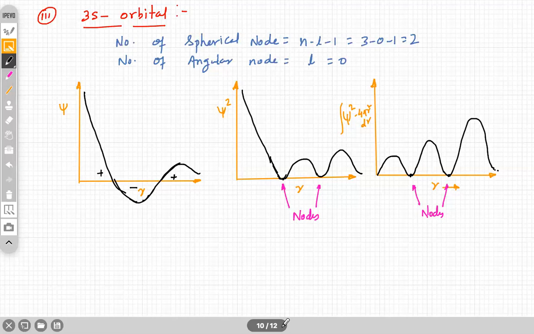Himanshu, which S orbital you are talking about? See, yes, here I have done this. It means that we have a spherical surface at this distance where there is no electron present.